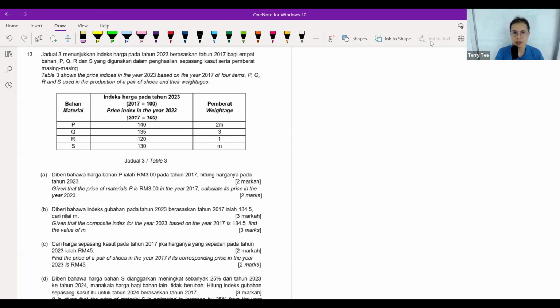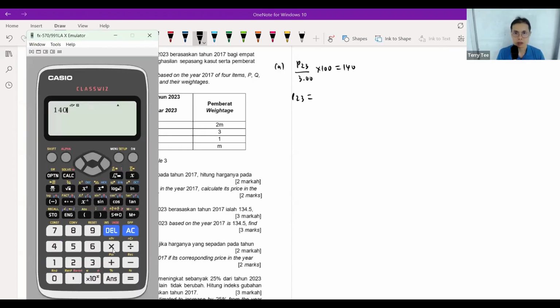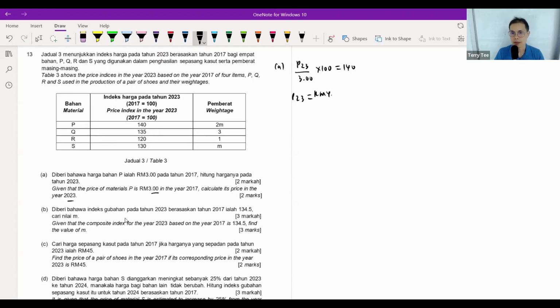So we can start by taking the price in year 2023, divided by the price in 2017. In 2017, the price is 3 ringgit, right? You can just write 3 here. Then times 100, your price index is 140. So basically, you increase by 40%. Yeah, so we take 140 times 3 ringgit divided by 100, or 3 times 1.4, you get 4 ringgit and 20 cents.